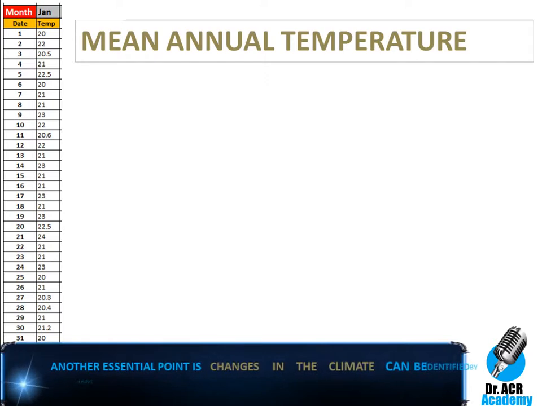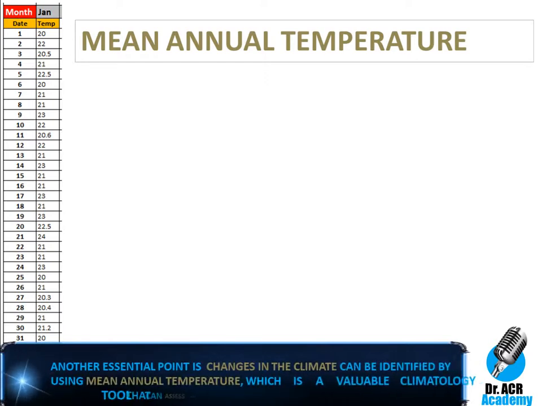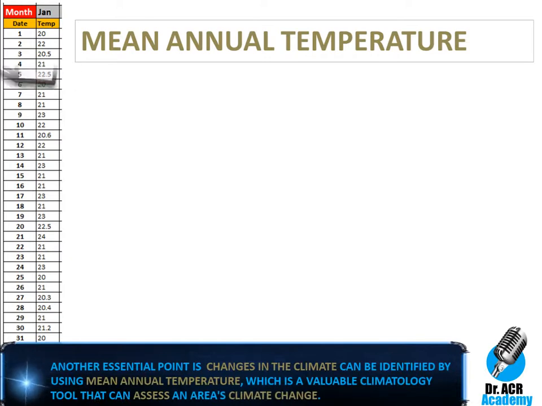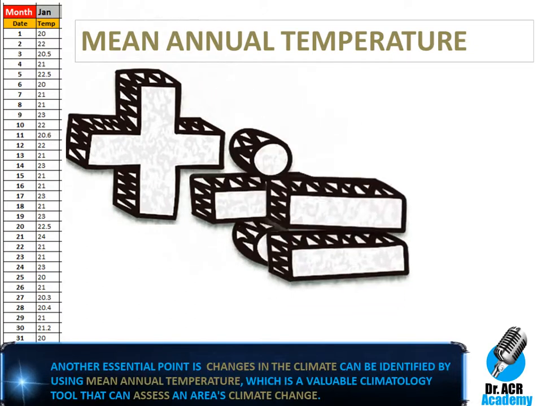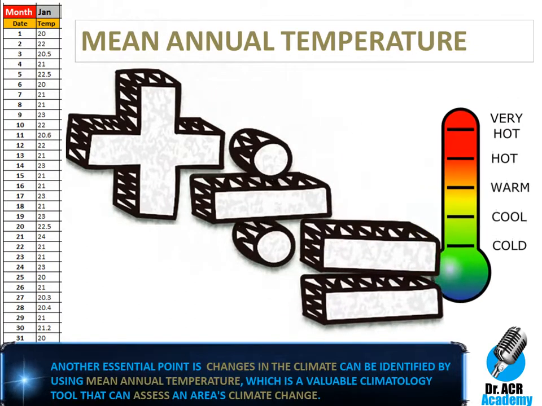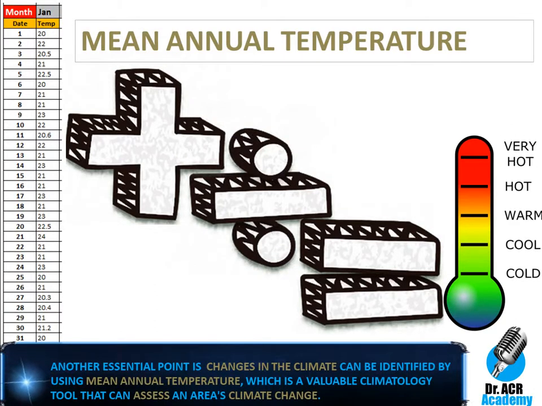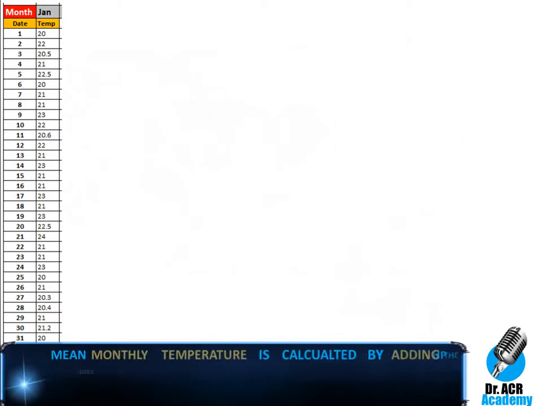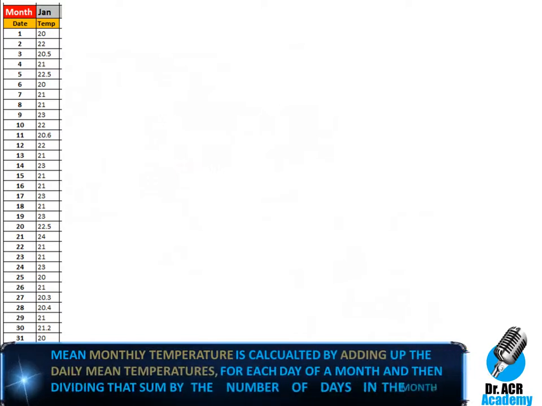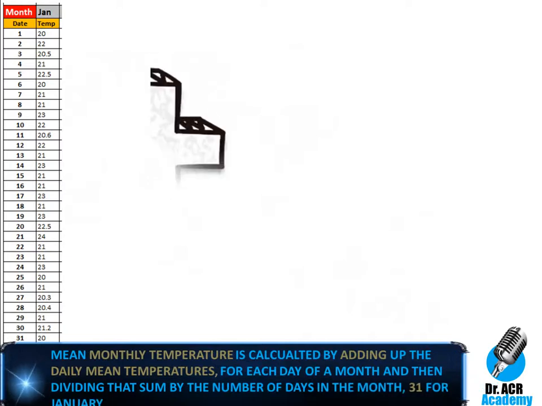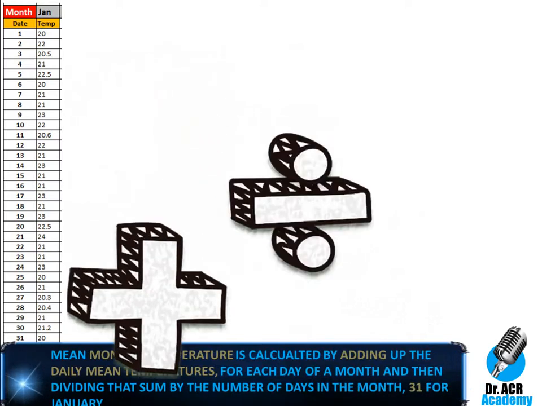Another essential point is that changes in the climate can be identified by using the mean annual temperature, which is a valuable climatology tool that can assess an area's climate change. Mean monthly temperature is calculated by adding up the daily mean temperature of each day of a month and then dividing the sum by the number of days in the month, 31 for January.